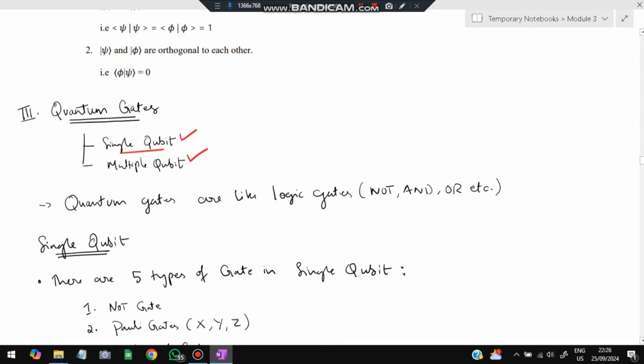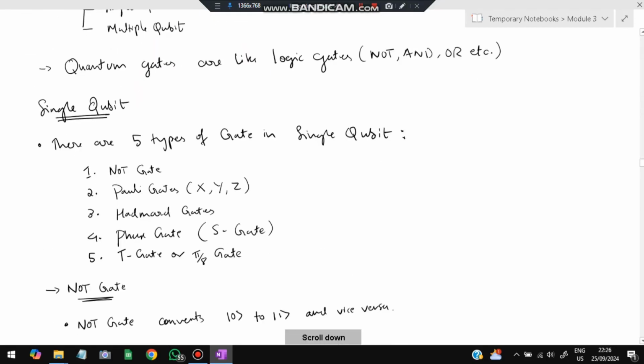Let's have a look at the single qubit. Quantum gates are nothing but logic gates like NOT and OR, etc. The first one is the single qubit. Here there are 5 types of gates in single qubit. First is the NOT gate, second is the Pauli gates, then the Hadamard gate, the phase gate, and the T gate. These two are similar to each other, and we already know both of them from the previous topic, and this is one new thing which you have to know, and this is very, very important from the exam point of view.